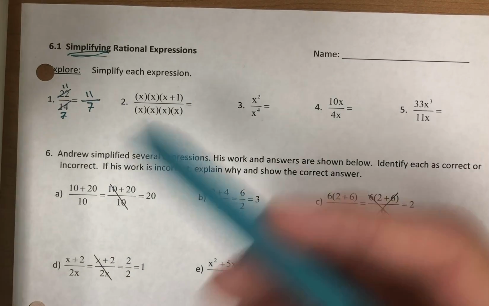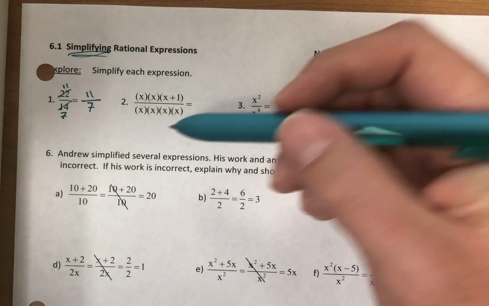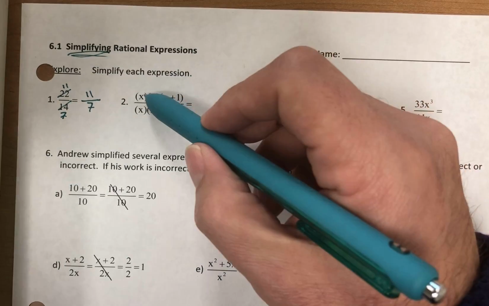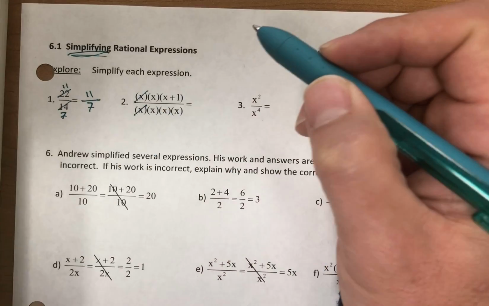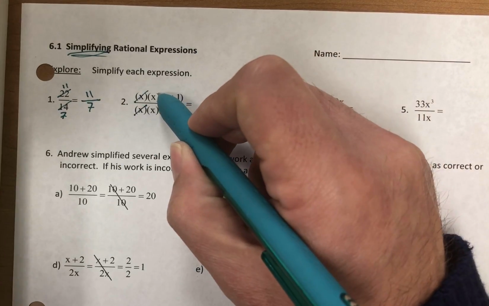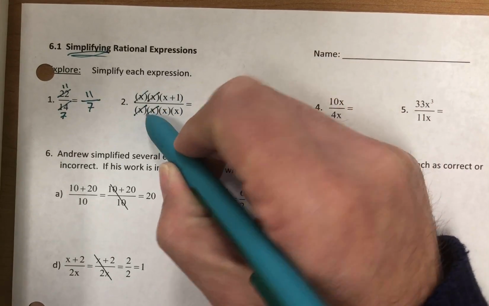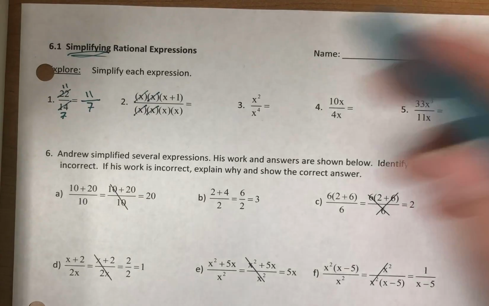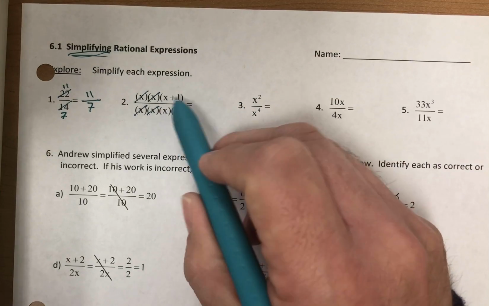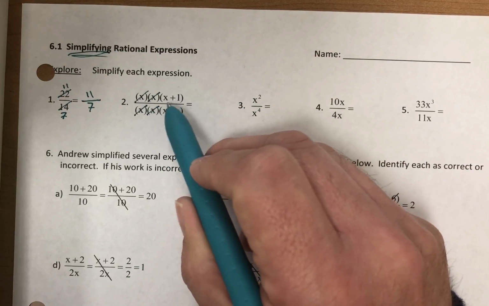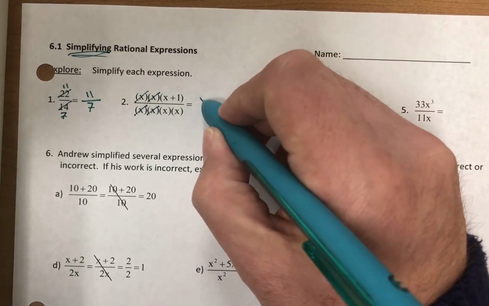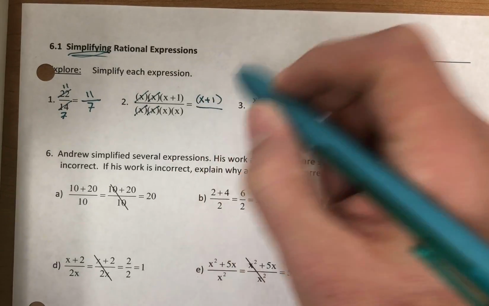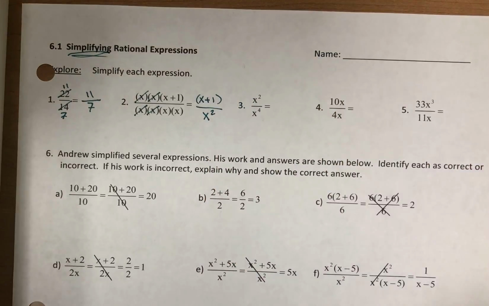Okay, so number 2, we incorporate variables. If I have variables, I can cancel out 1 from the numerator and 1 from the denominator as long as they're exactly the same. So x and x cancel as well, and then I cannot cancel anything else because this factor of x plus 1 is not the same as these two. So my final answer for this is x plus 1 over x squared.